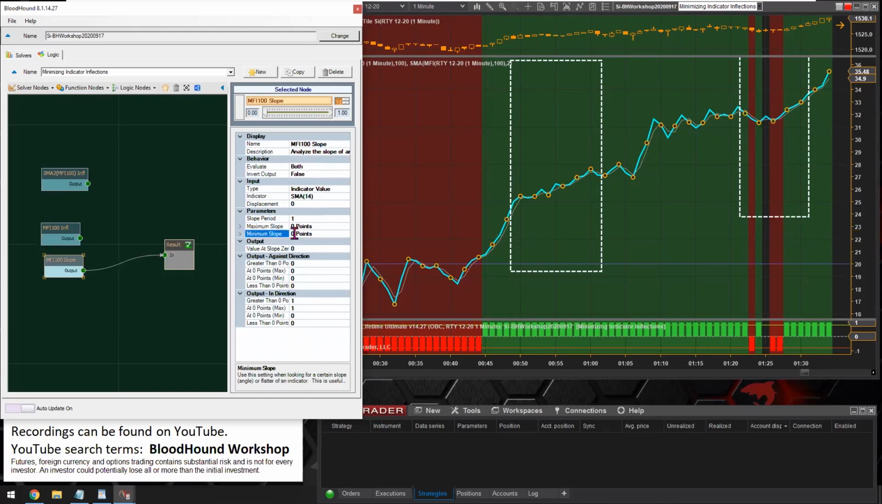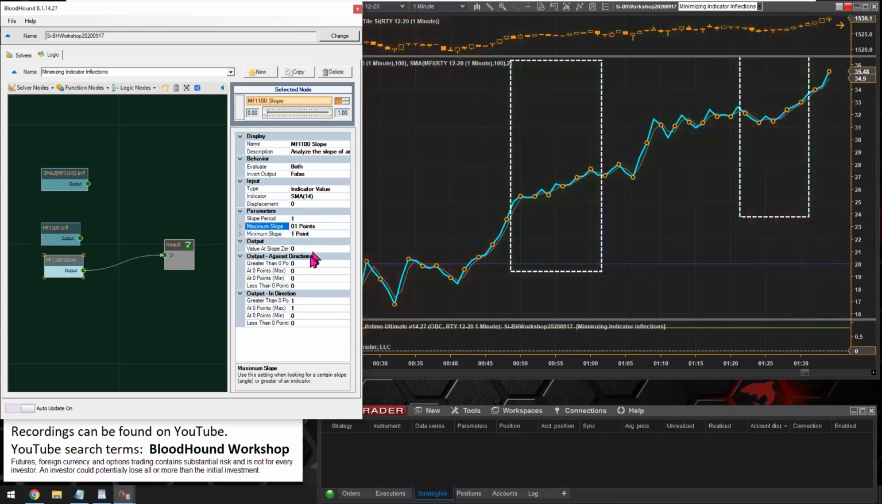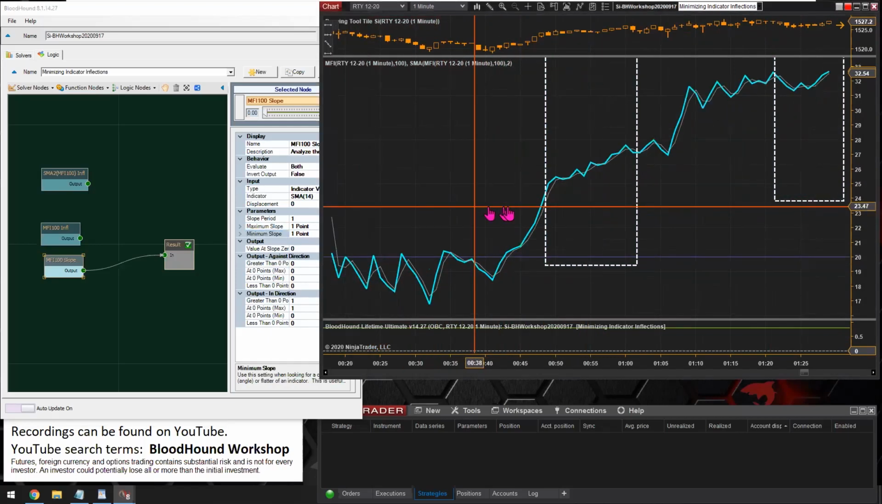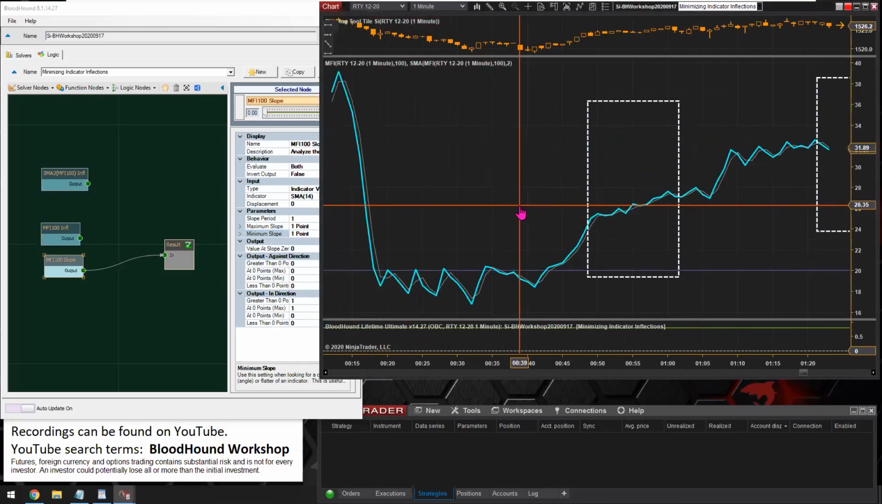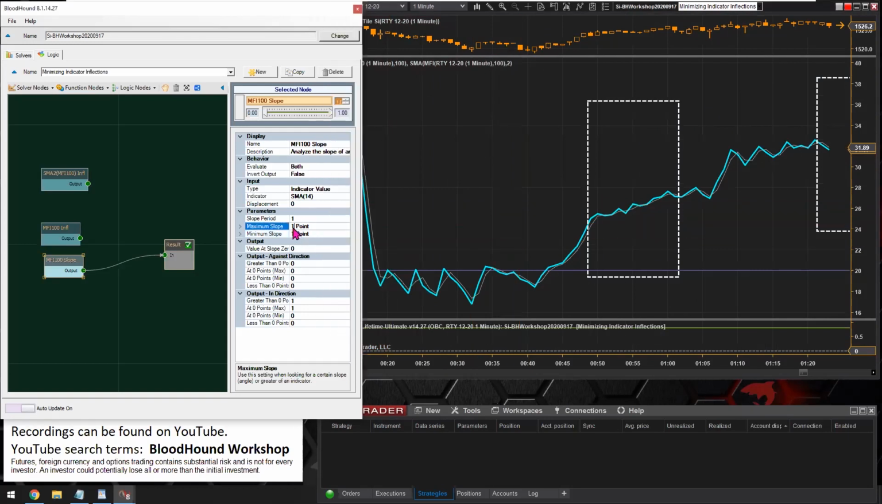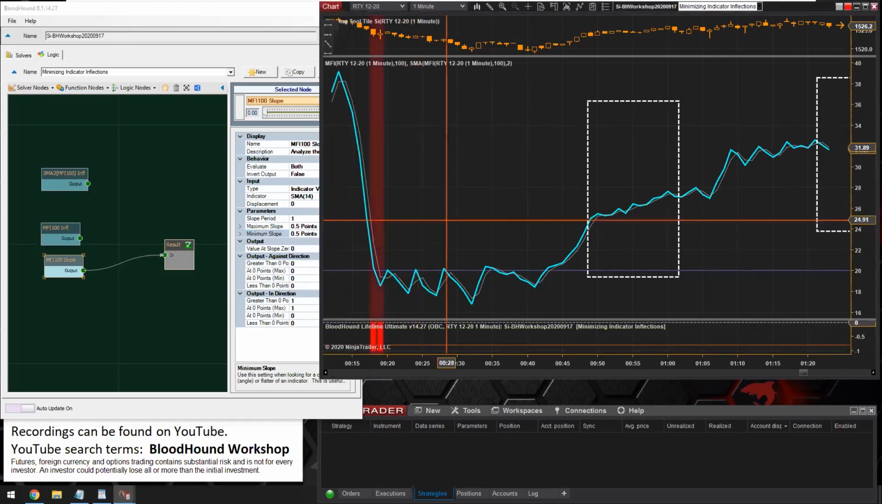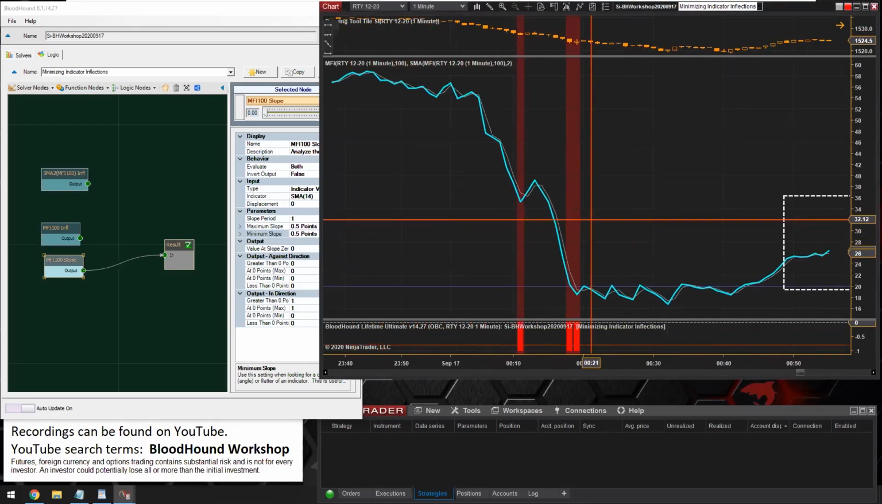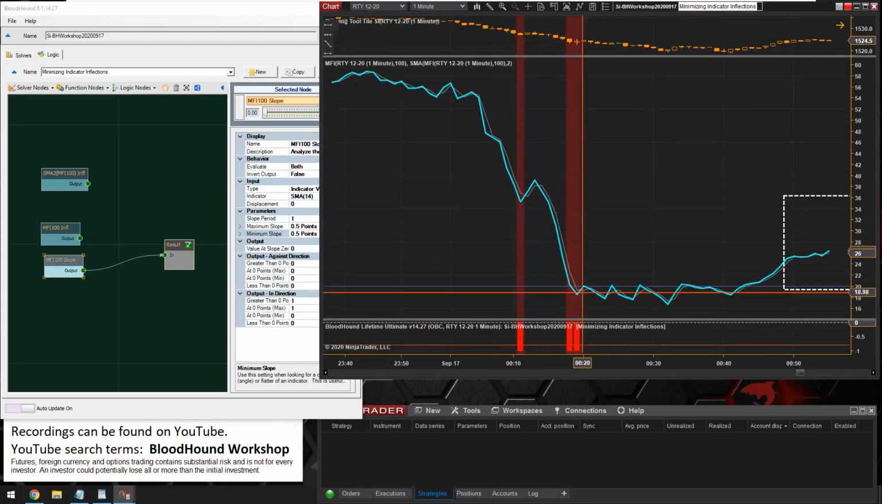All right, so first thing, let me try a 1-point angle. Let's see what happens here. And well, 1 point is way too much. So there's no output anymore. So let's try half a point. 0.5, half a point. And well, there we go. We're starting to get some results.